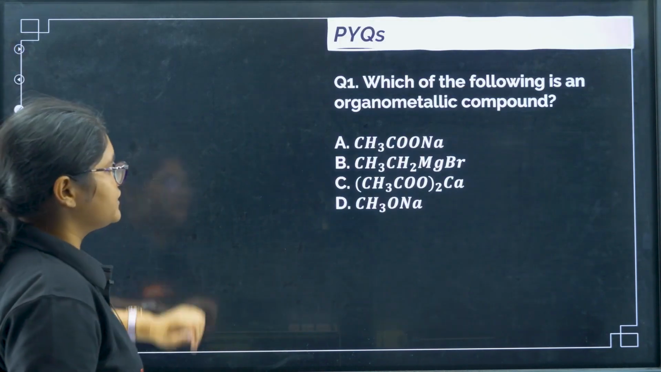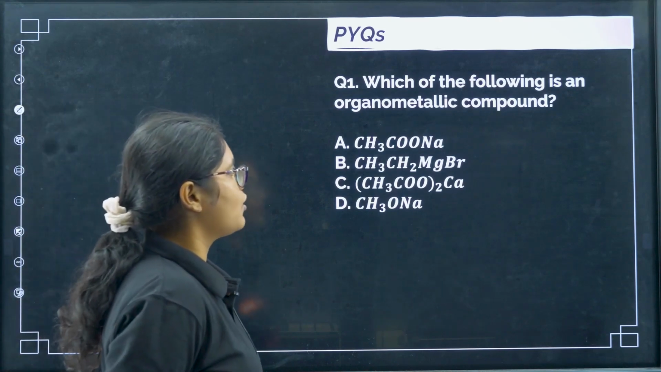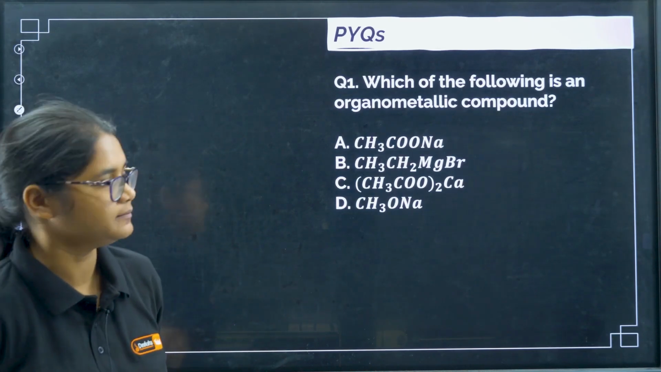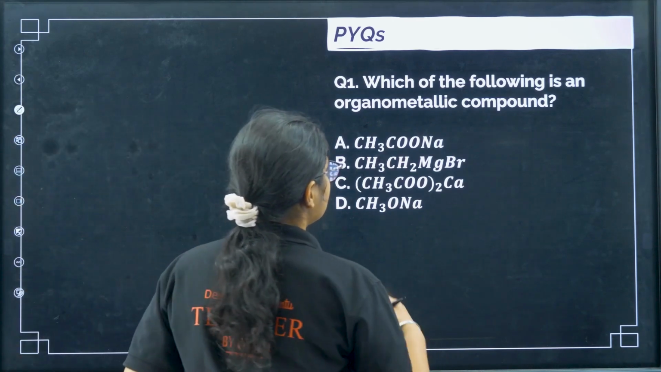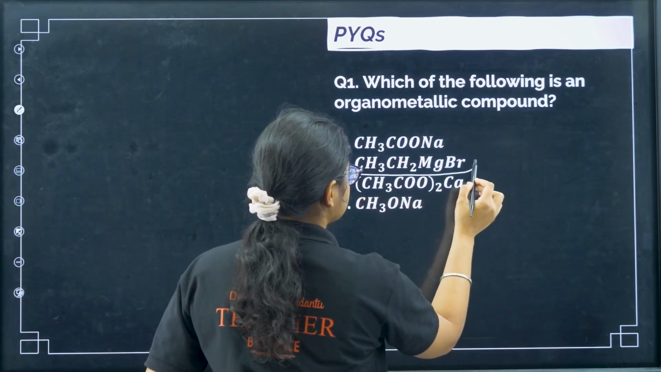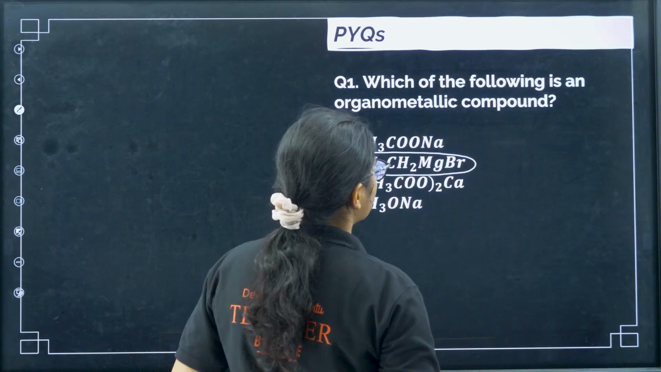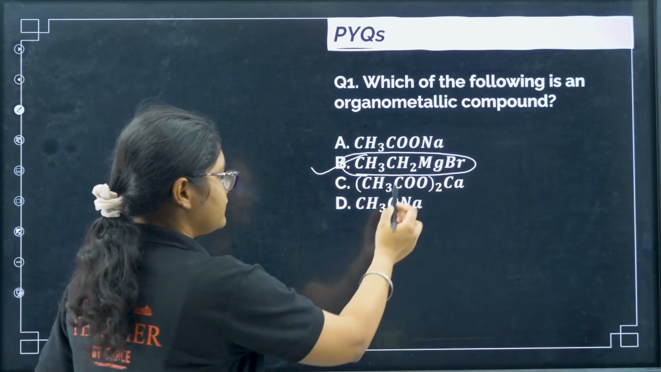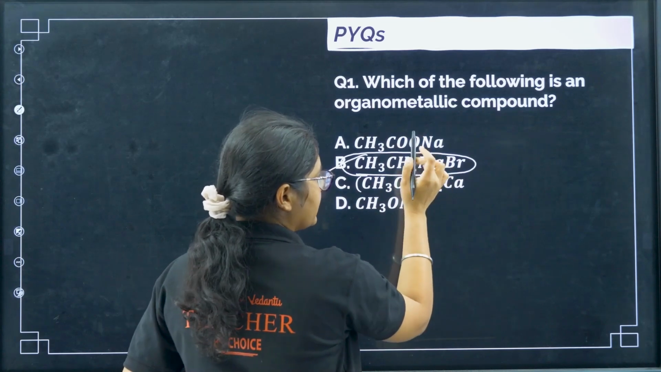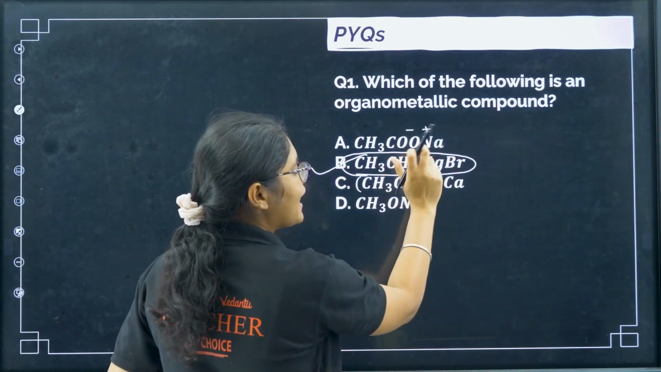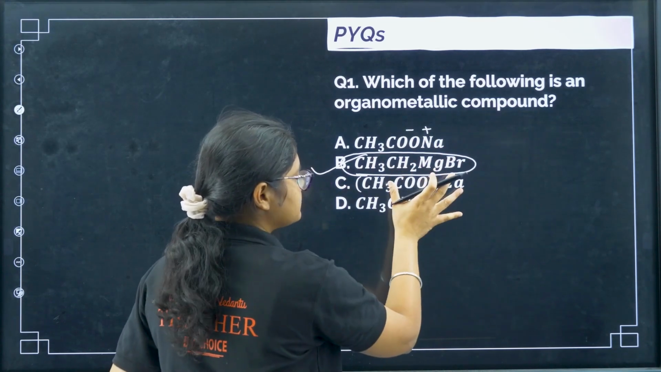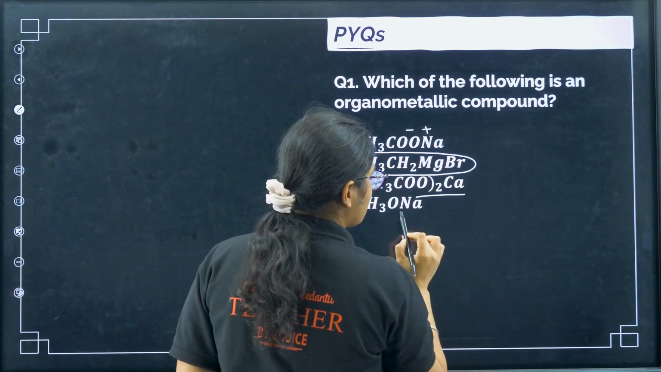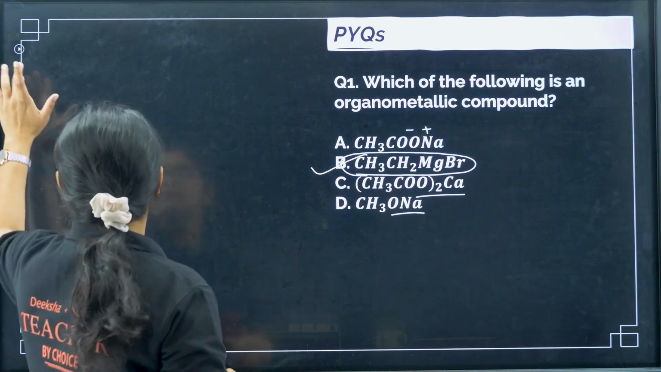Okay, next some questions here. Which of the following is an organometallic compound? Organometallic means you have carbon as well as metal. Okay, so you can see here that this compound CH3CH2MgBr is an organometallic compound, that is your Grignard reagent. Why not this one? Because here there is no bond formed. It is delta minus and this is an ionic compound, but here actually a bond is formed. Here also it is an ionic compound, here also it is an ionic compound.